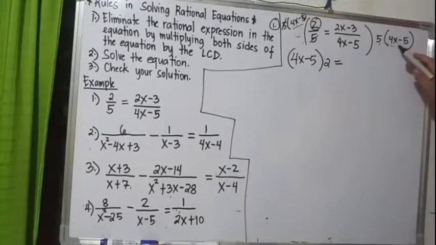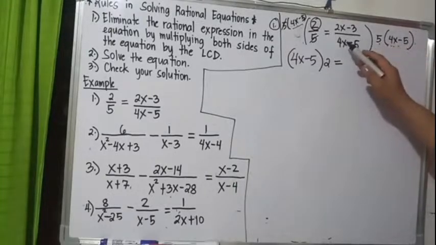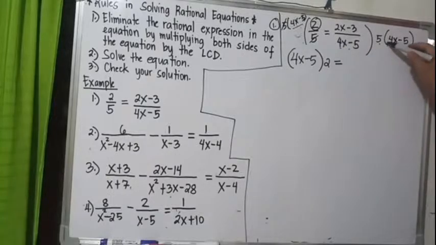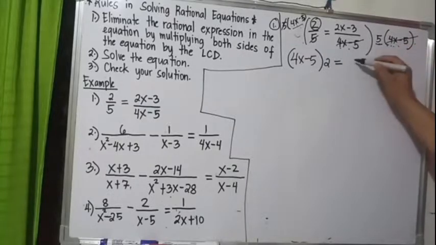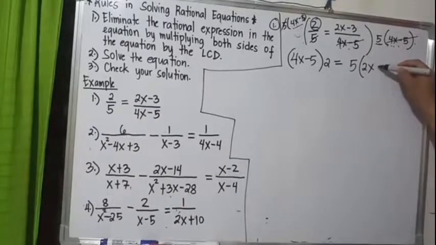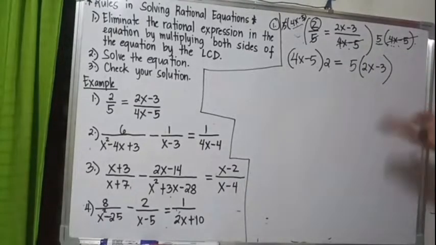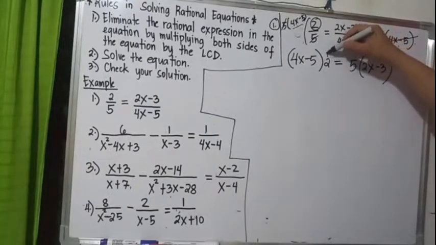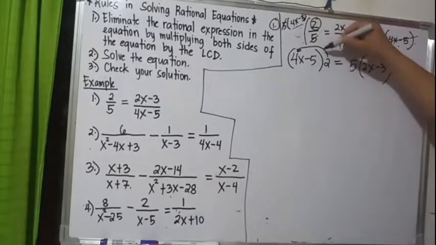5 times 4x minus 5 divide 4x minus 5, ma-eliminate yung 4x minus 5, so remaining is 5 times the value of the numerator, that is 2x minus 3. Step by step natin, pero merong shortcut dyan. First time pa nito, so we have to step by step process para maintindihan talaga. Then i-distribute natin yung positive 2 each term.